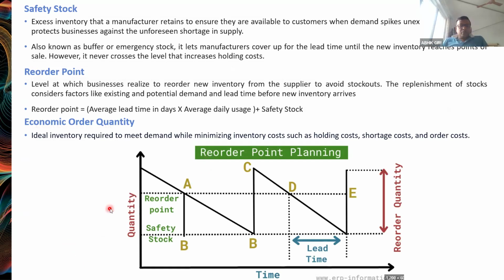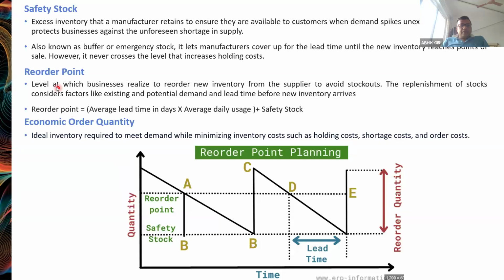So now let's go to some other important concepts. One is what we call safety stock. These two concepts are quite interrelated: safety stock and reorder point. Safety stock is the buffer inventory that the manufacturer needs to retain to ensure that they are available to customers when demand suddenly spikes up, and it also acts as a buffer against unforeseen shortage in supply or variability in the lead time.